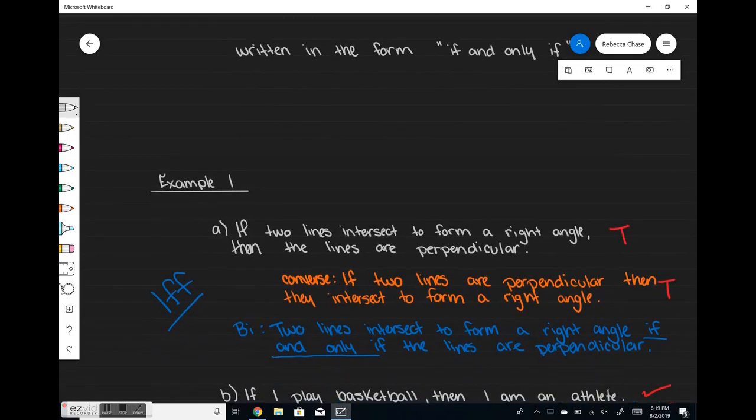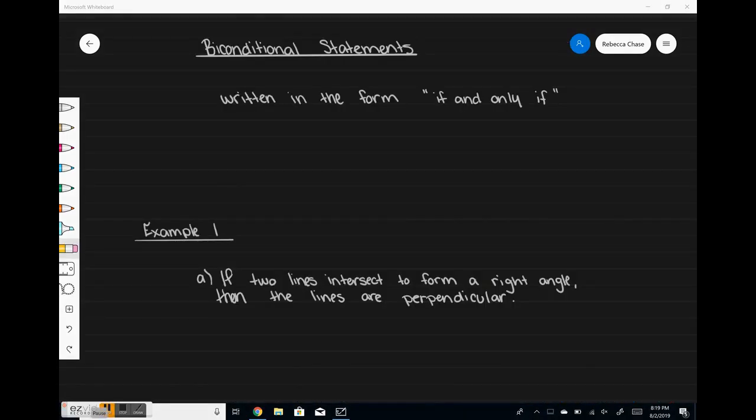Very last thing we're going to look at is called a biconditional statement. So a biconditional statement is a statement that you can write in the form of if and only if. Now, one thing to know is that we don't like to write more than what we have to, so this is how we say if and only if. We put IFF. So when I write these sentences, if we do a biconditional, I'm not going to write if and only if. I'm going to write IFF.